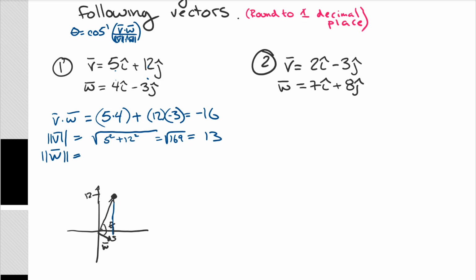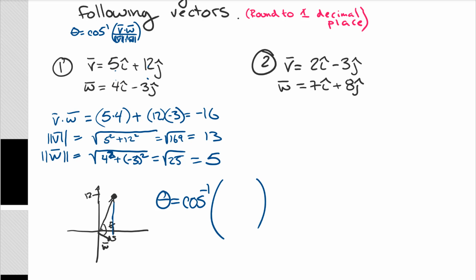Now the magnitude of w. If you're not seeing this yet, I don't know what else to do with y'all. The square root of 25 is 5. And it looks like we got all the information we need. Let's just plug it into our formula. So theta is equal to cosine inverse of, what do we need? Our v dotted with w, and that's negative 16. So we pop that in up top.